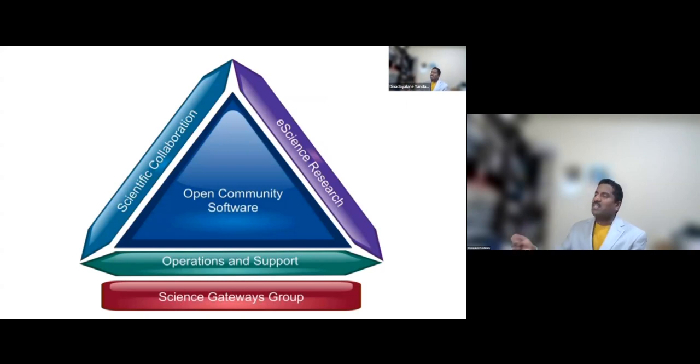Why do I say data science? Even for Python, you can use that. There are specific resources available. Python, R, Julia, those things also you can connect and use. So the purpose is the Science Gateway Group, right? E-science research. Yes, of course we can do it. Everything we connect. Then open community software.